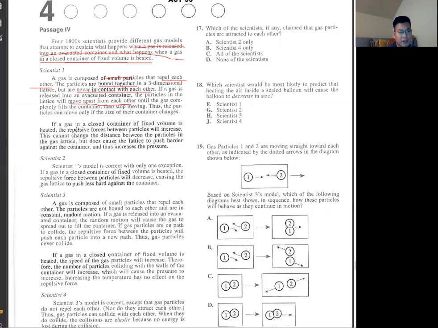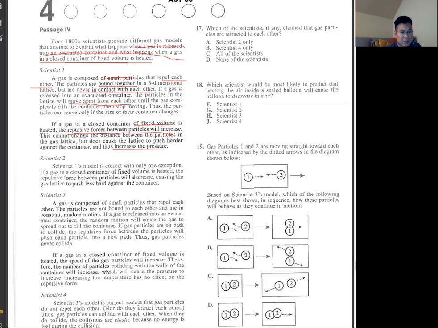Oh, there's one more paragraph, about when the gas is in a closed container with fixed volume. So that's another one. To heat it, the repulsive force between particles will increase. Which means they're pushing each other out, right? And that's why it cannot change the distance between particles, because it's only a limited volume, but it does cause the lattice to push harder against the container and does increase the pressure.